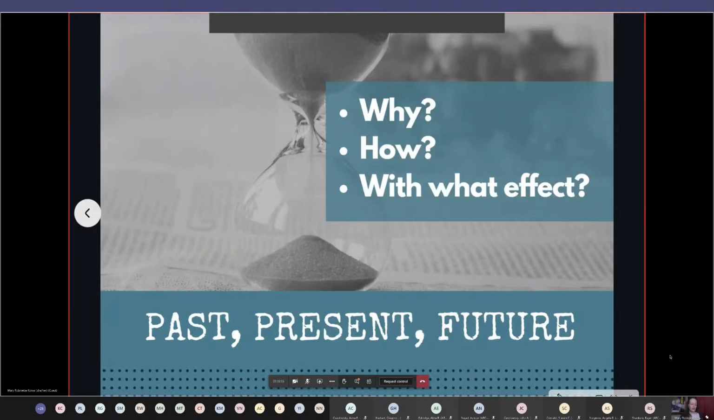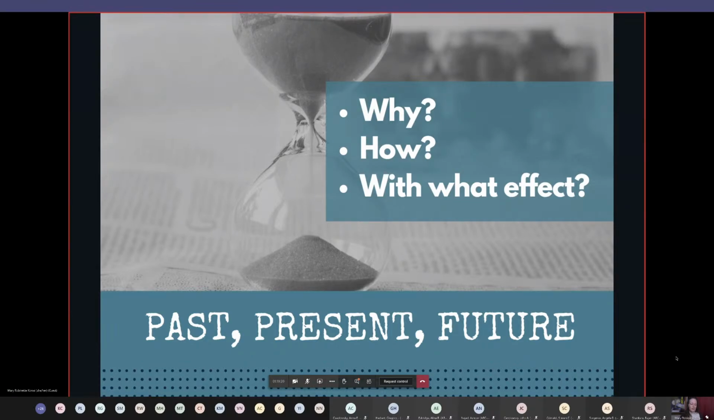These are the things that you're looking at. And with those, you're going to be looking at one final piece. And that is why, how, and with what effect.